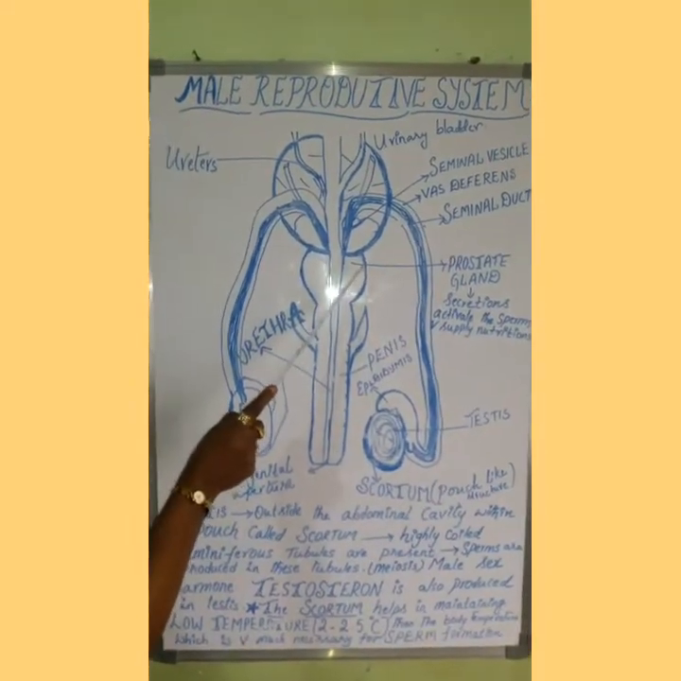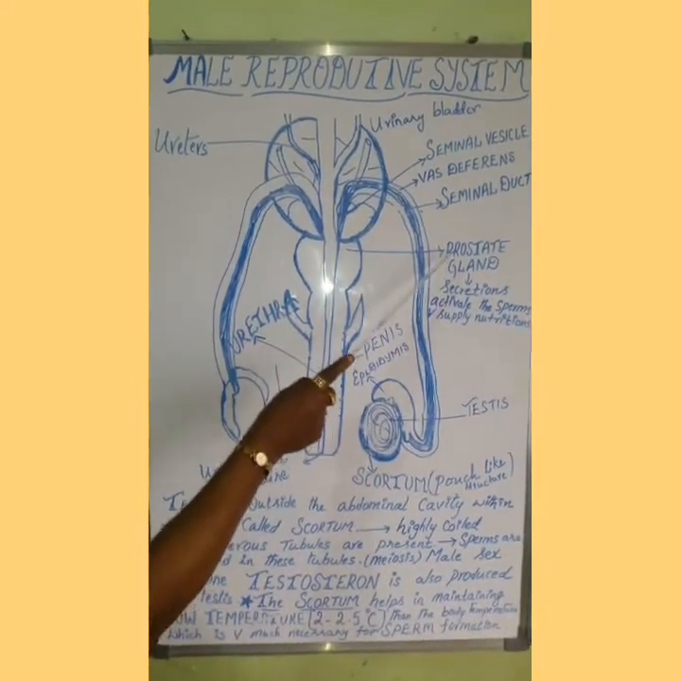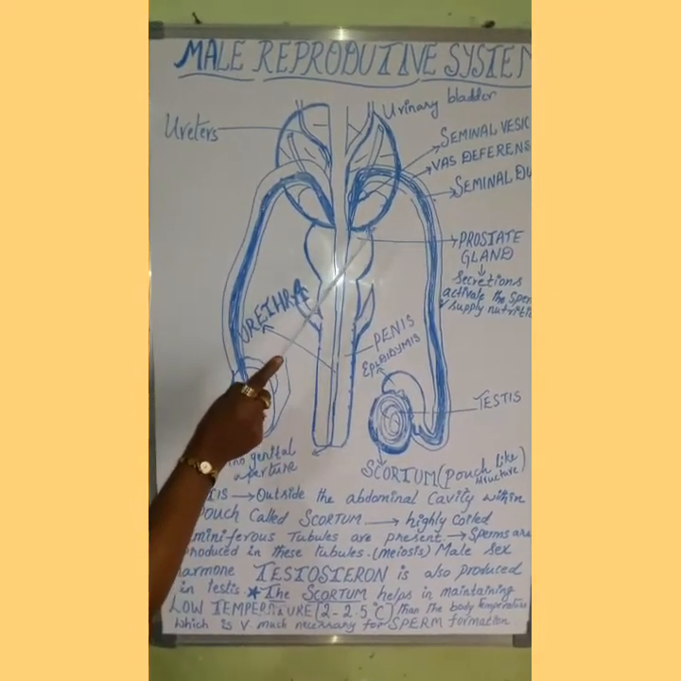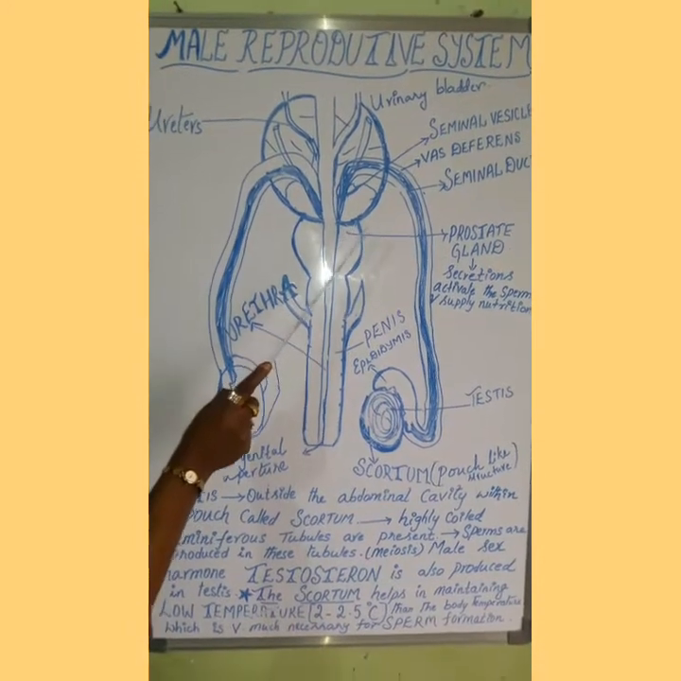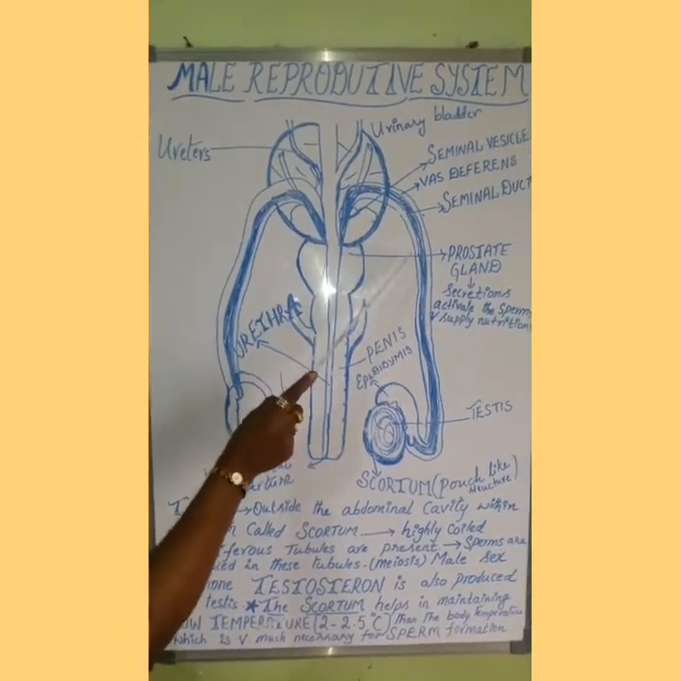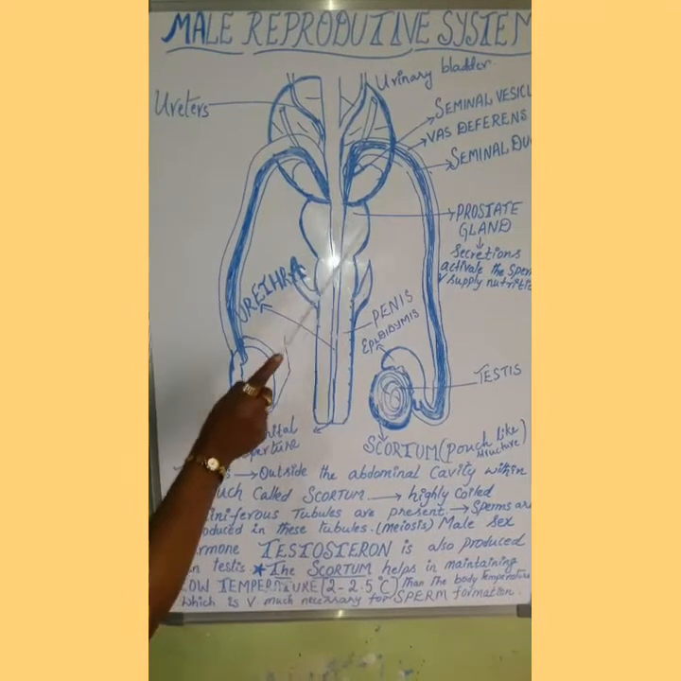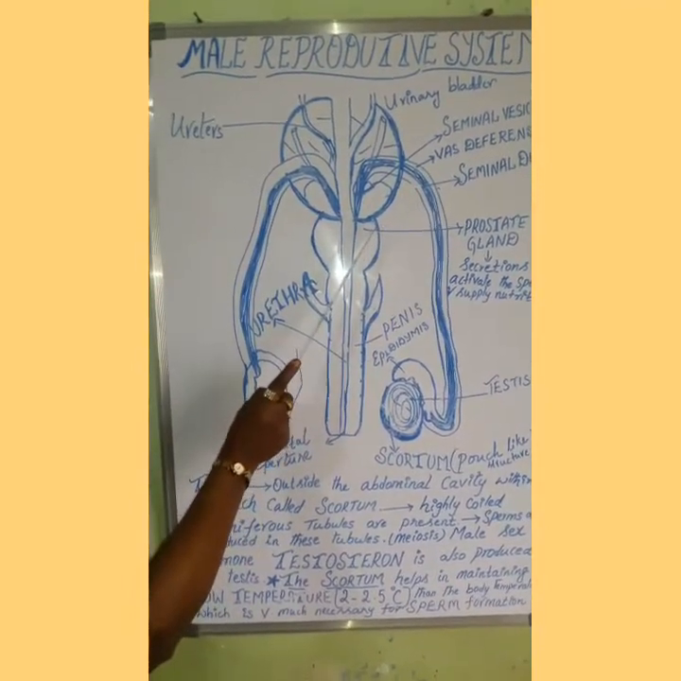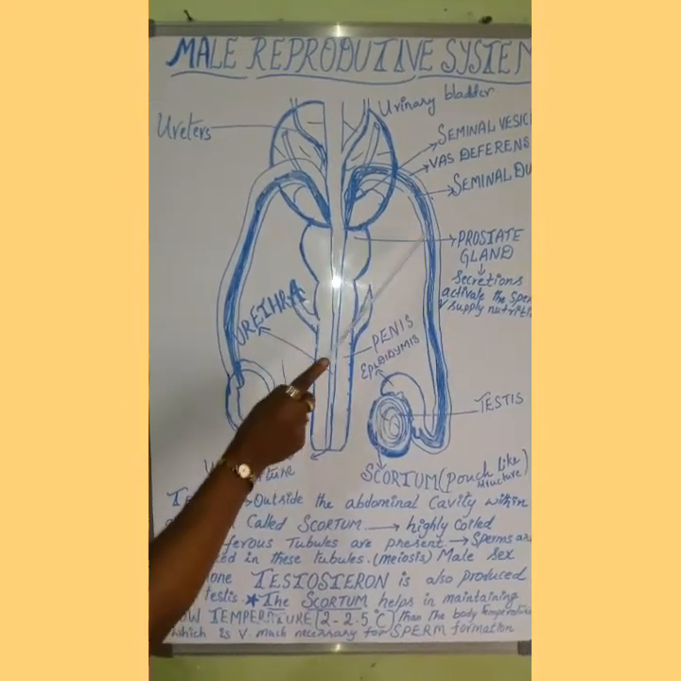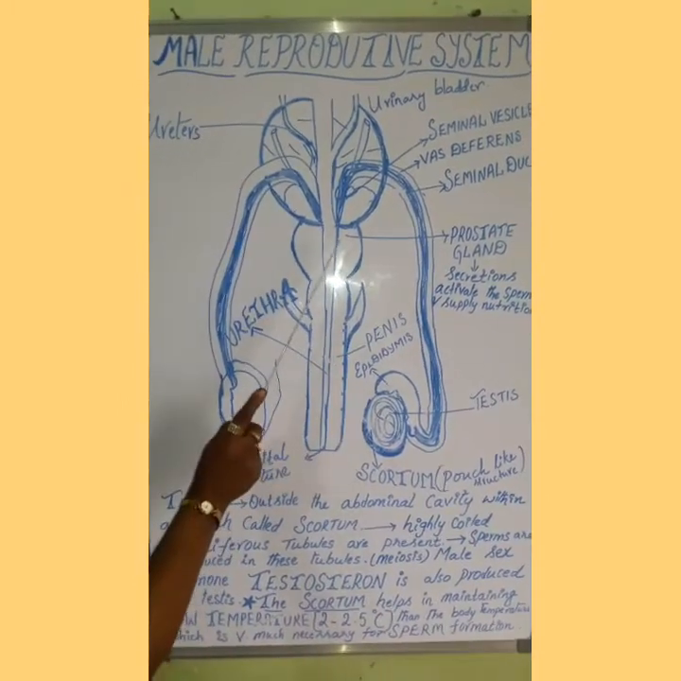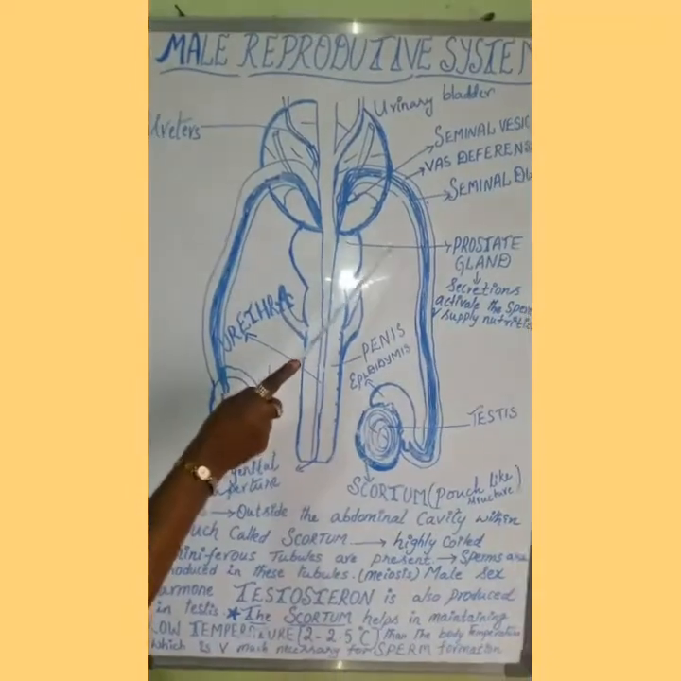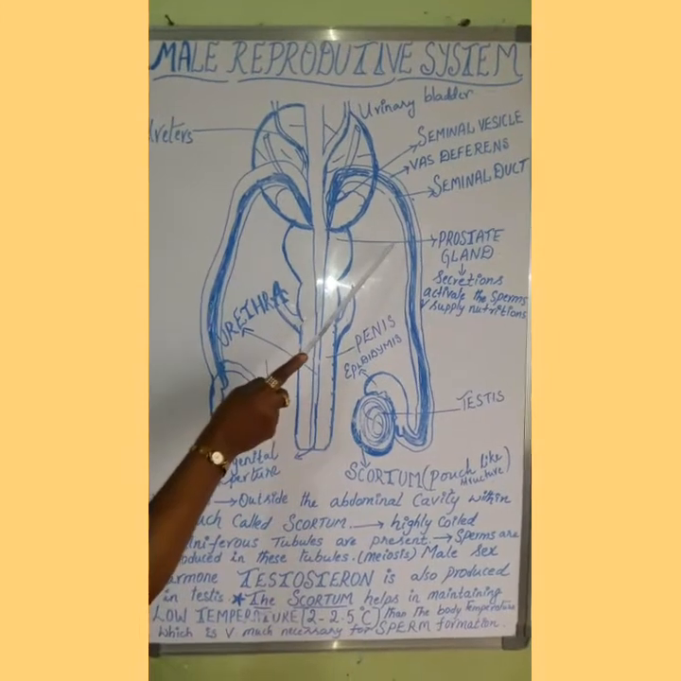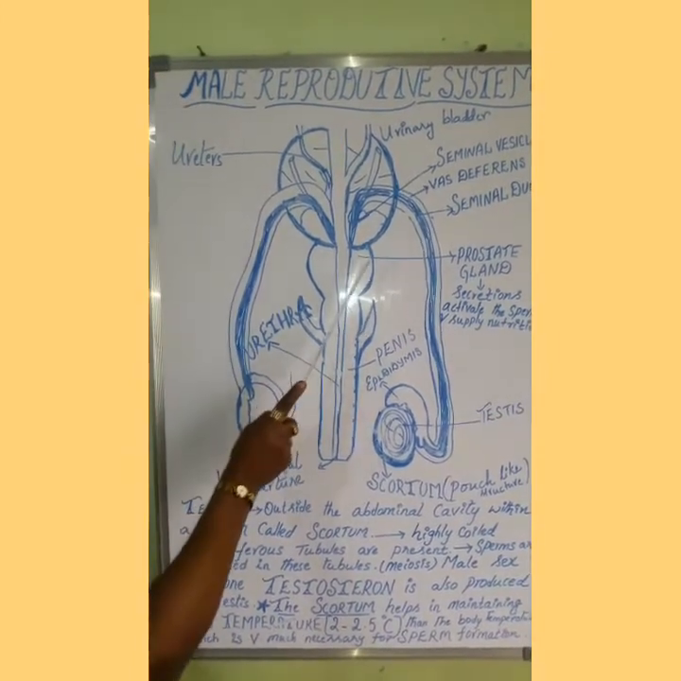This region is called the prostate gland. The prostate gland secretes some secretions which help to activate the sperms and also supply nutrients to the sperms.